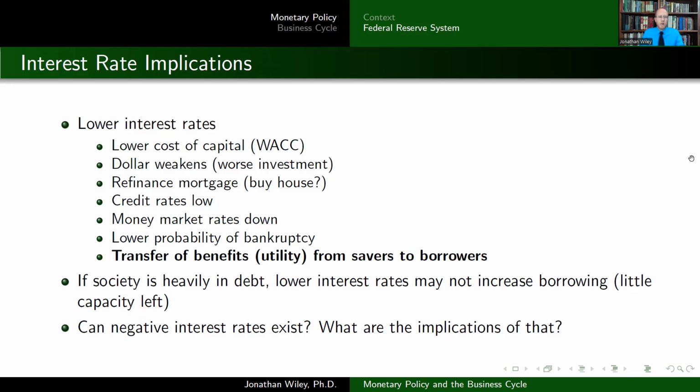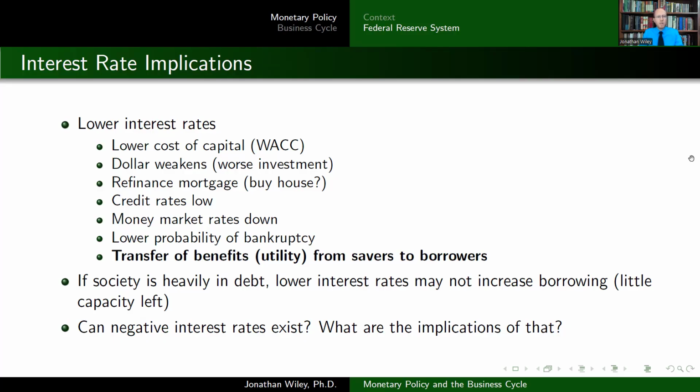But if you are a borrower or seeking to borrow, and now you're able to borrow at a lower rate, you are now actually better off. So lowering the rates tends to transfer benefits, or the fancy term for that is utility, from the savers to the borrowers.